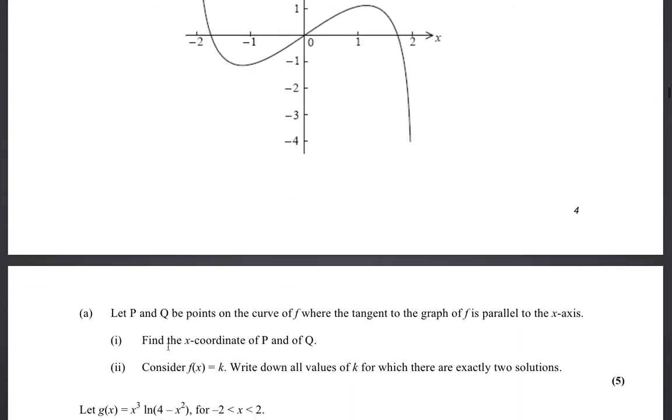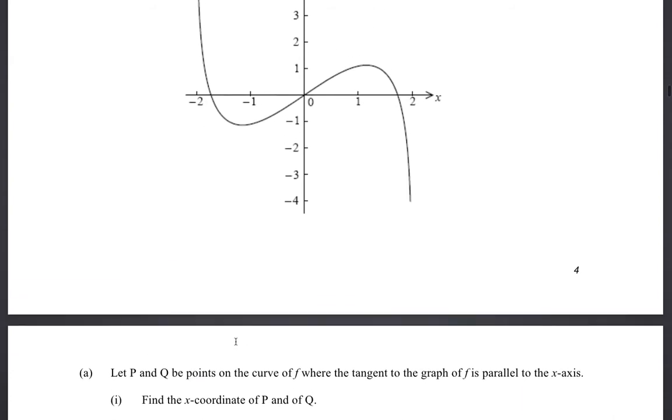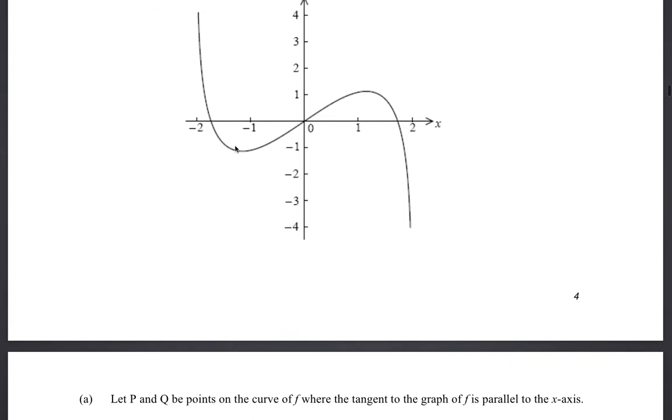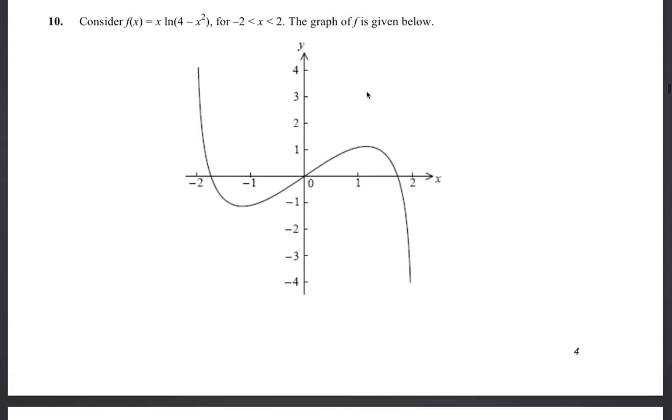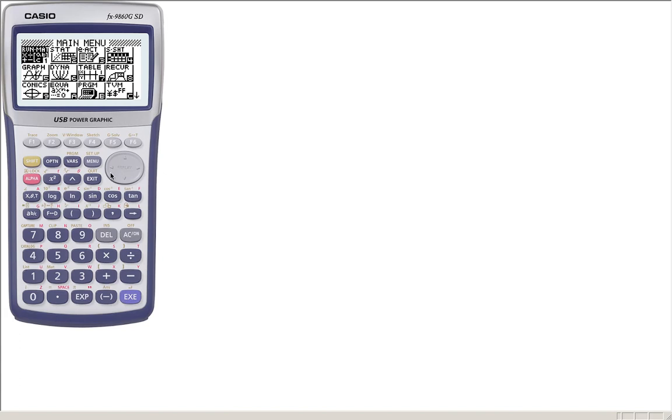So the first question is find the x-coordinate of P and of Q. So that is very simple. You just have to find the x-coordinate of the minimum point and the x-coordinate of the maximum point. Now for that, you have to sketch this curve in your calculator. Okay, so let me sketch the curve.